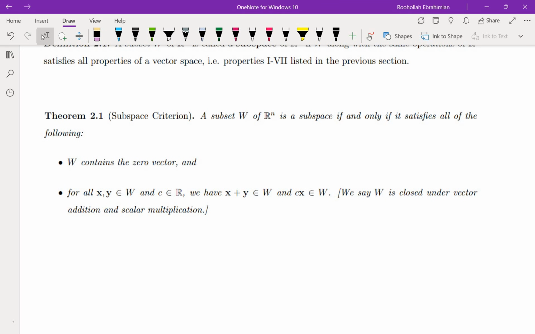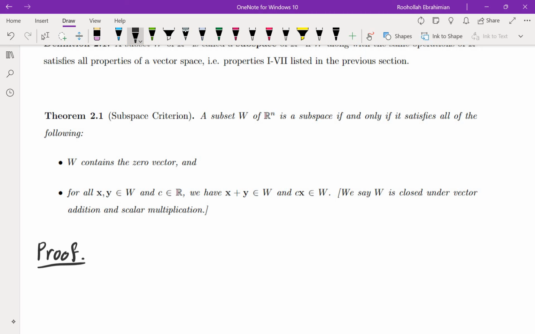Okay, so the main criterion that we can use in order to show something is a subspace is what we call the subspace criterion, because the alternative would be to just check that it satisfies all of those 7 properties, and of course that's quite cumbersome, so you'll have to go through every single one of them one by one and check them. But there's actually a much faster way of showing that something is a subspace. So what is the subspace criterion, and how do we prove that?